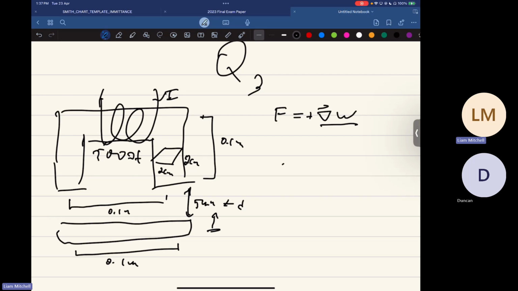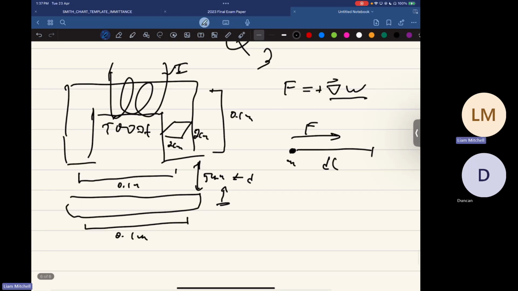If you have some force and some mass and you move it some distance, I will call this a path length dl. This is a very small, infinitesimal path length. Then your work done is F dl. Actually, this is a dot product because both are vectors.